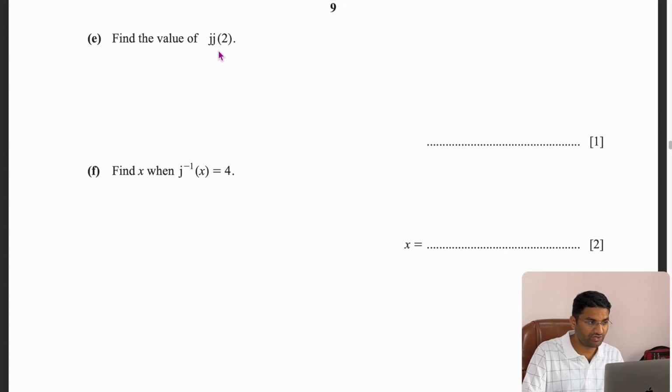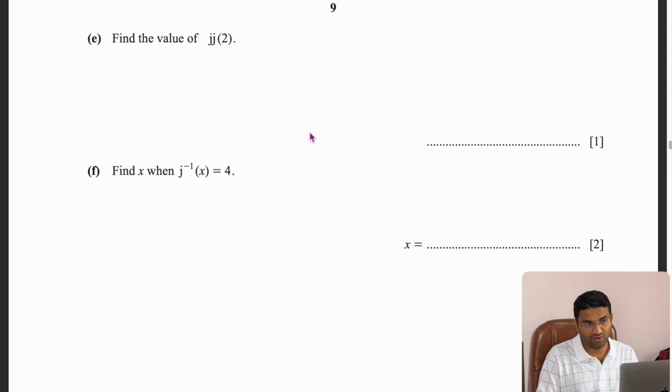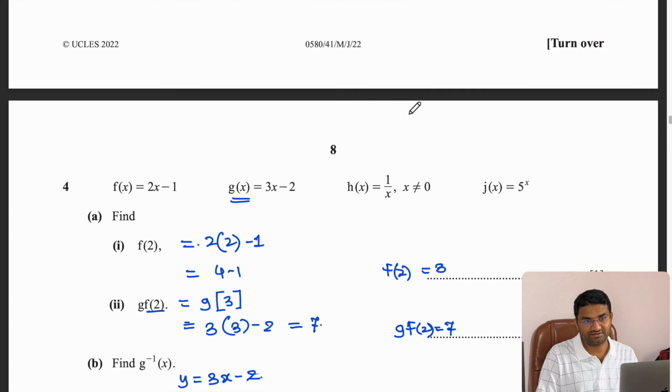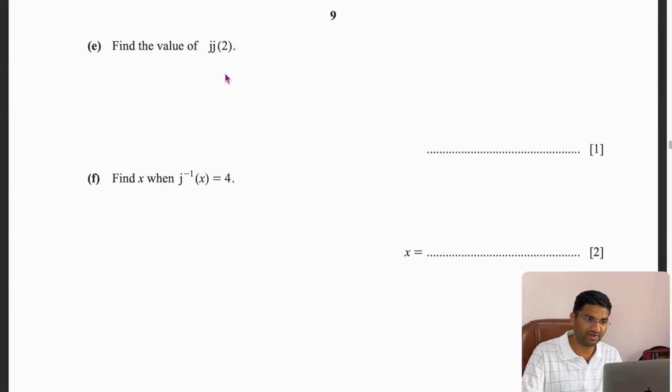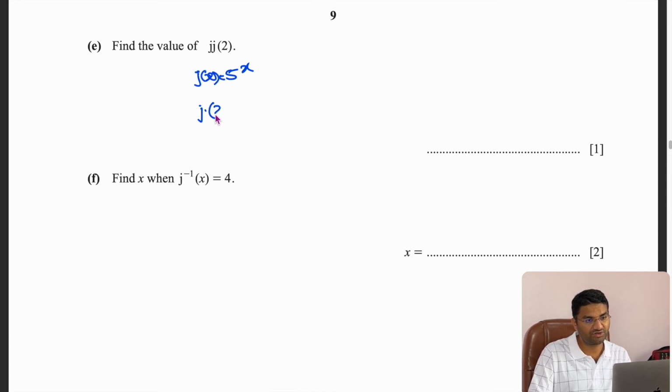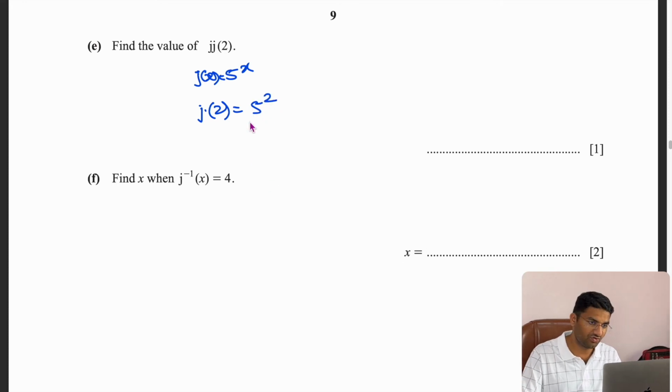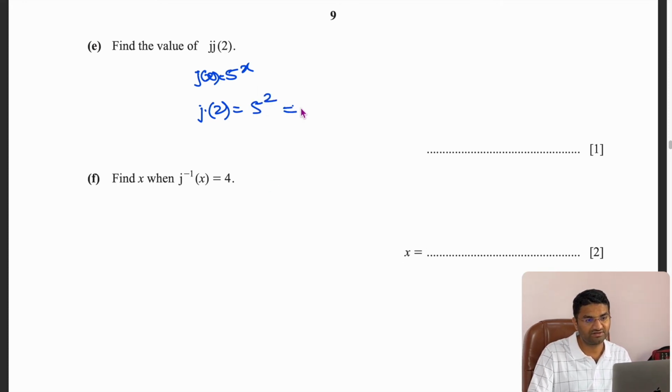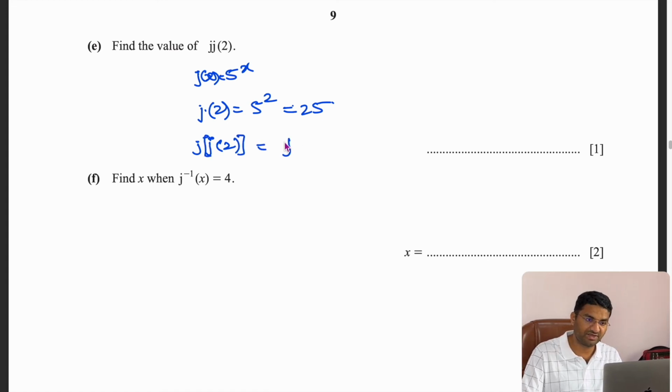Then next, j of 2. j of x is 5 raised to x. So firstly find j of 2, which is 5 raised to 2, which is 25, isn't it? Then you have to take j of that, so j of 2 means j of 25 you have to find out.